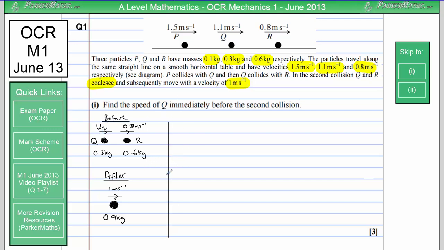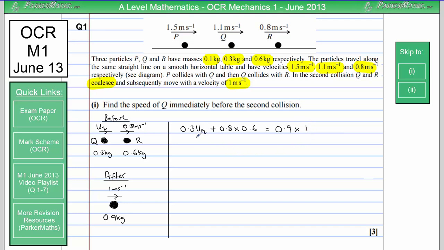So we set up our conservation of momentum equation that says the momentum of the system before the collision is the same as the momentum after. So the momentum of particle Q is its mass, 0.3, multiplied by its velocity, which we've called UQ. If we add to that the momentum of R, so that's its mass, 0.6, times its velocity, 0.8. Remember, these quantities are both positive because they're both travelling in the same direction, and I've chosen right to be the positive direction. So here's the momentum of the system before the collision. After the collision, we've got a combined mass of 0.9 and a velocity of 1.